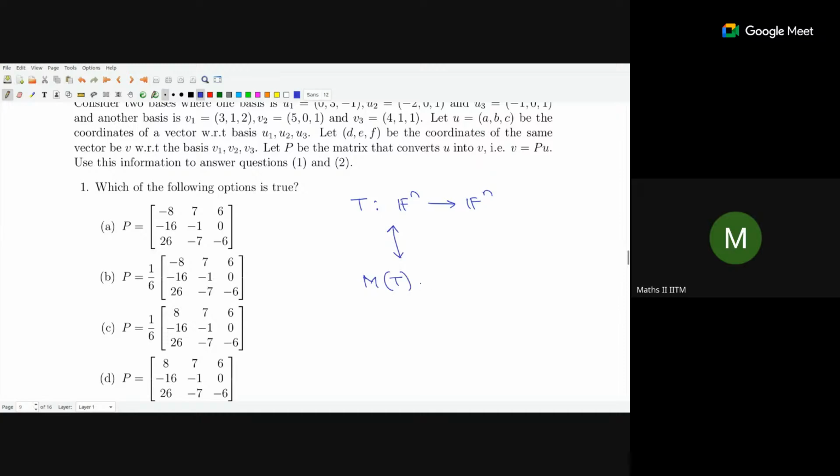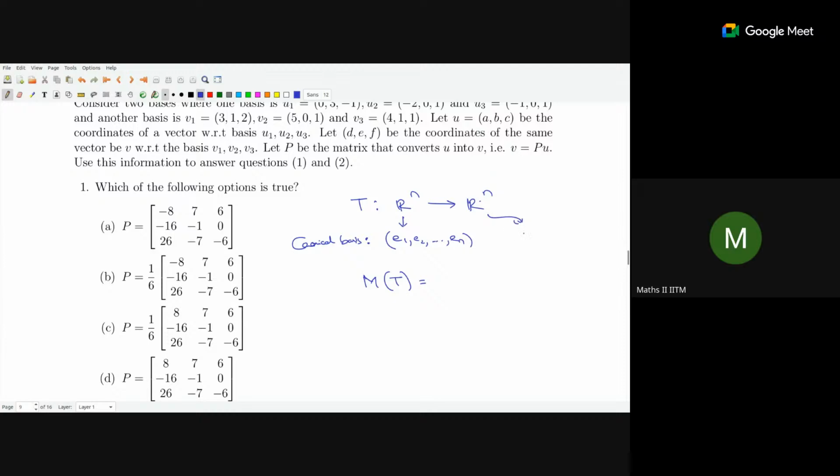How is this matrix defined? You consider a basis for the input. Usually we consider the canonical basis. What is the canonical basis for F^n? Let's stick to R^n for simplicity, though this will work for complex also. The canonical basis will be e1, e2, and so on, up to en.